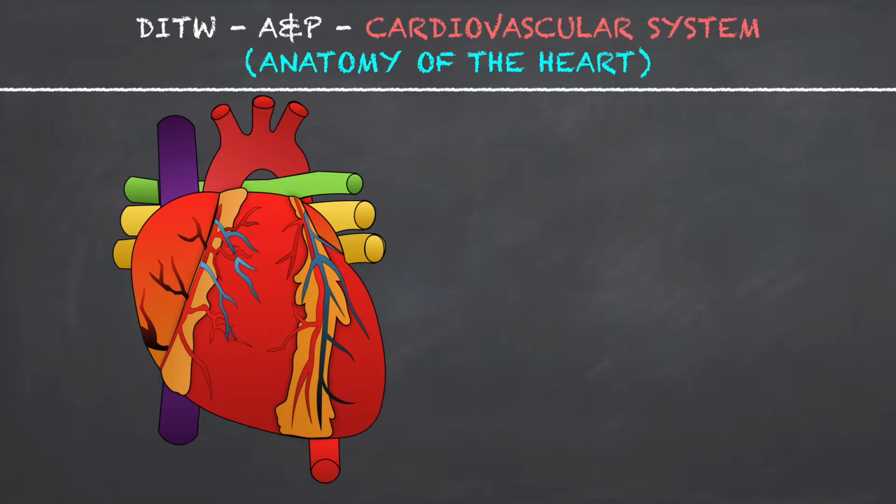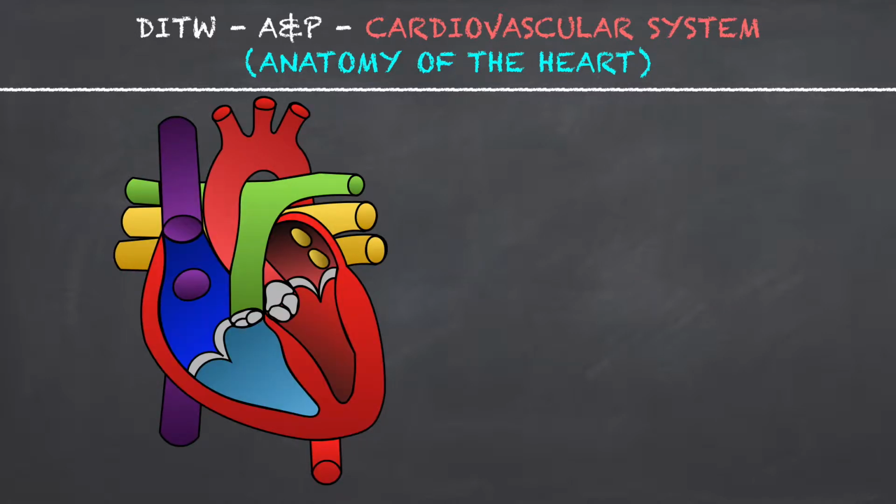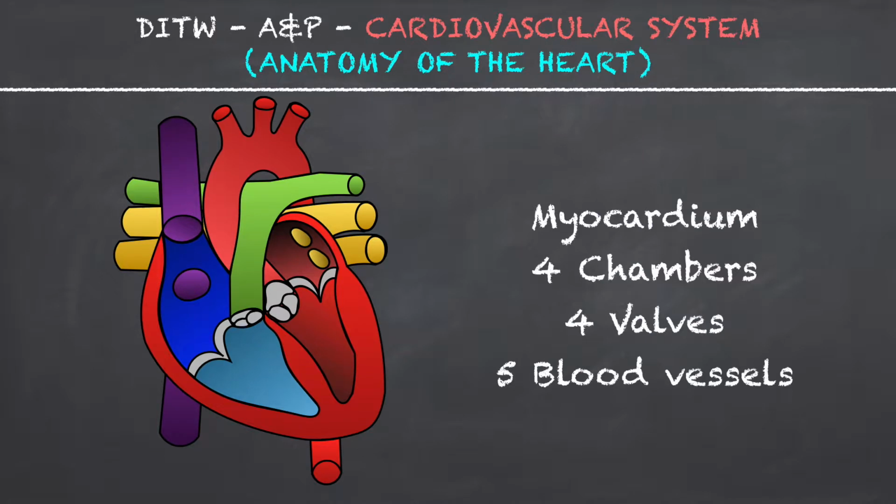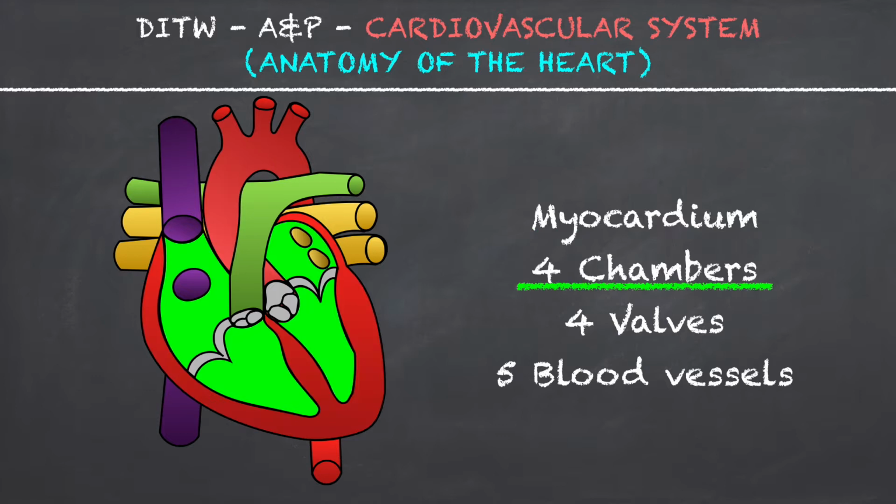This is DITW Anatomy and Physiology, and this video is on the anatomy of the heart. When we open up the heart to look inside, we can simplify the anatomy of the heart into a couple of different categories. We have a myocardium, which is the muscular wall that's built of cardiac muscle. We have 4 chambers which the blood passes through.